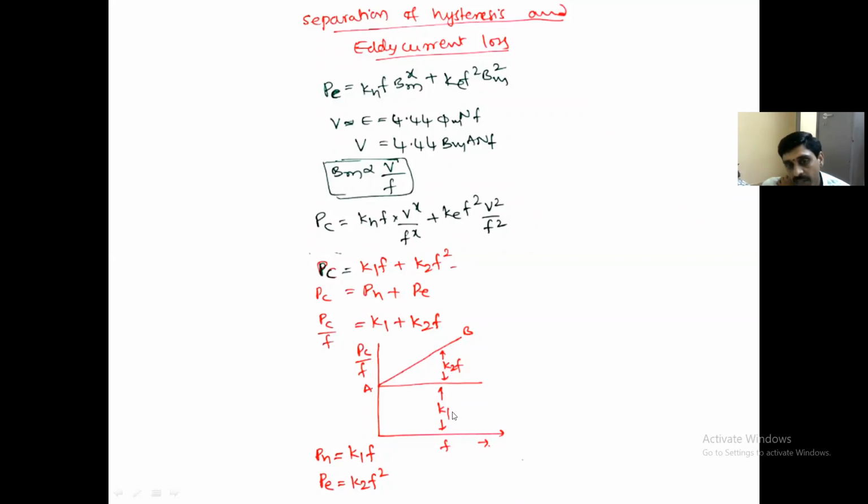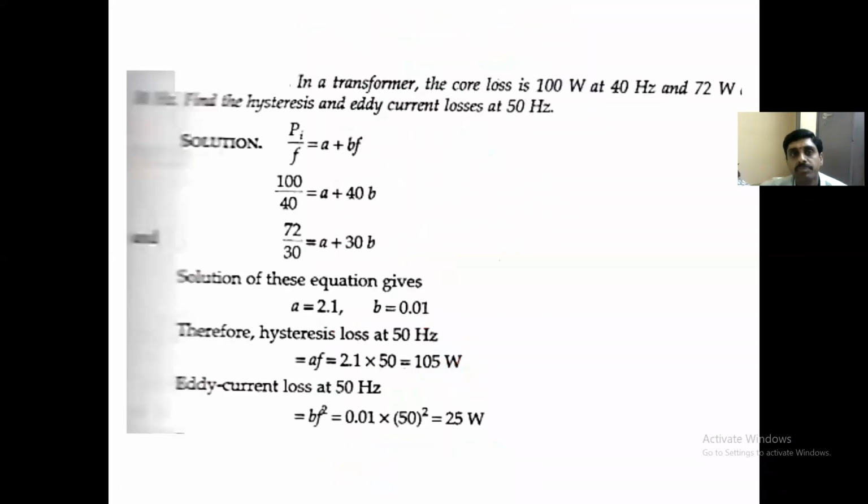This K1 is this part, and at the same point, this part is K2F. So K1, K2 obtained, you can calculate hysteresis loss and eddy current loss. This is the way we can separate the losses from this separation of loss test. This theory we can add from the material given.